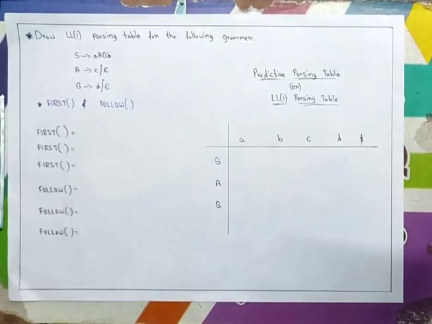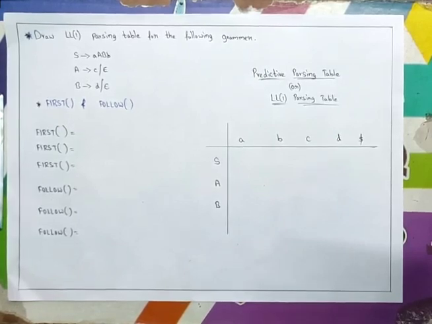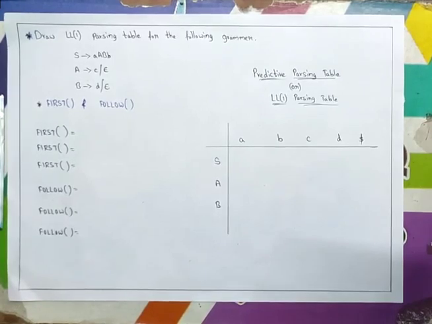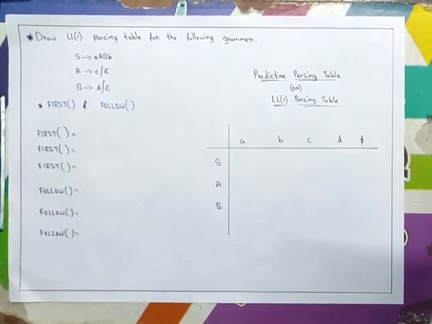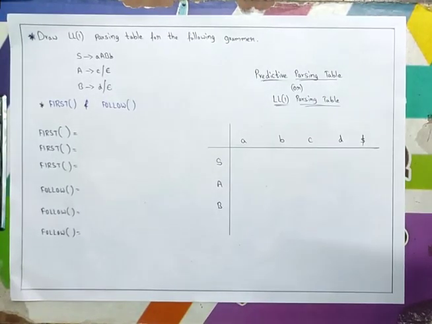Today our concept is about to draw an LL1 parsing table for the given grammar. Firstly, we have to know about the LL1 parser. LL1 parser stands for left to right, leftmost derivation, where 1 indicates that it uses one token lookahead to make a parsing decision. So it is named the LL1 parser, and it is a type of top-down parser used in compiler construction and syntax analysis for programming. It is often implemented using the parsing table and the stack.